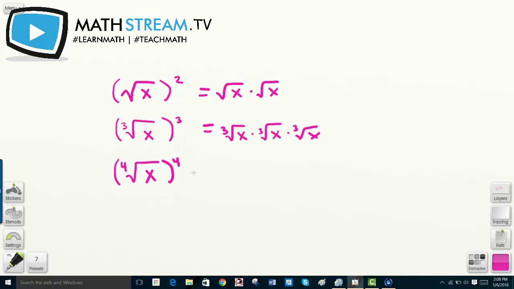All right. So last but not least, we have the 4th root to the 4th power. So it means I take what's inside and I multiply it by itself 4 times. 4th root of x times the 4th root of x times the 4th root of x times the 4th root of x.